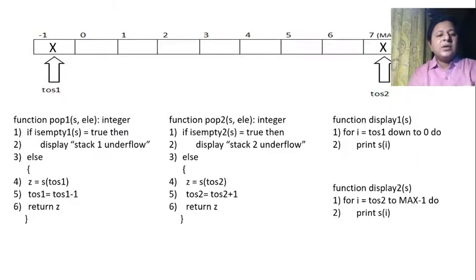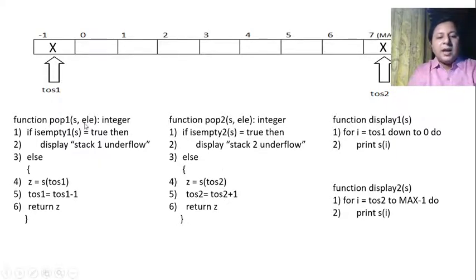Okay. Let us go ahead with pop functions now. So pop1, pop2. As I said, they are going to be opposite to the corresponding push. So push 1 increments toss1, pop 1 will decrement it. Then your push 2 decrements toss2, so your pop 2 is going to increment it. Let us have a look.